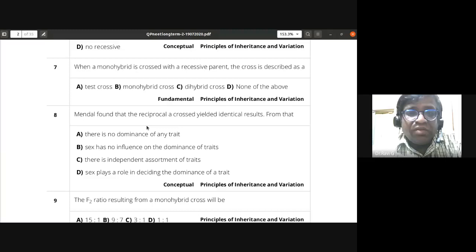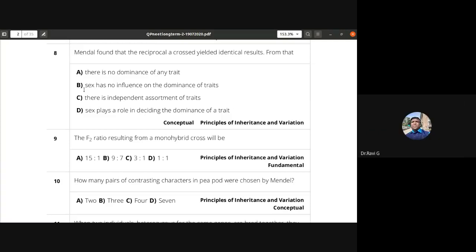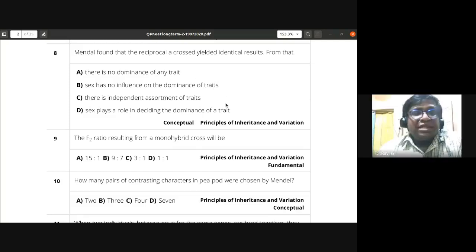So when Mendel found that the reciprocal cross yielded identical results, from this, what conclusion do we come to? Options: there is no dominance of any traits; sex has no influence on the dominance of traits; there is independent assortment of traits; sex plays a role in deciding the dominance of a trait. So B is the answer. From the reciprocal cross, we come to the conclusion that sex has no influence on the dominance of traits. That is the answer.